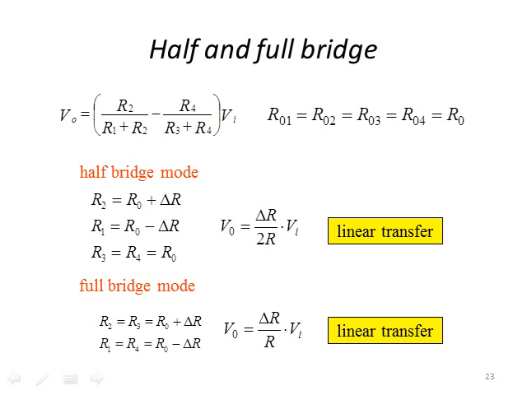The disadvantage is now it becomes even more complex than the half bridge because we have to have 4 sensors that are changing in a similar way, 2 of them plus delta R, 2 of them minus delta R. So it's much more complex, but it's more sensitive and it's linear. So that's quite an advantage. So depending on your application, then you have to choose the bridge that makes the most sense.